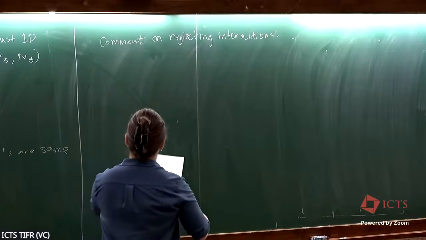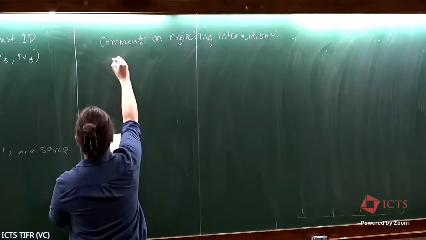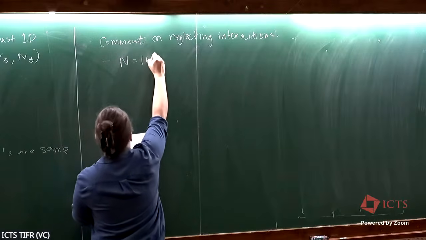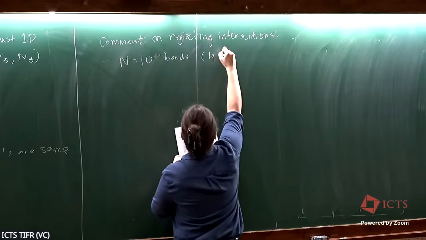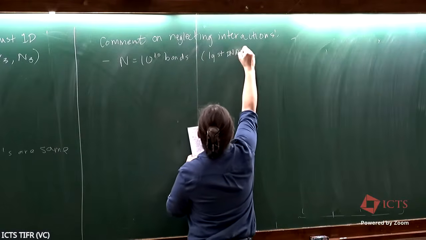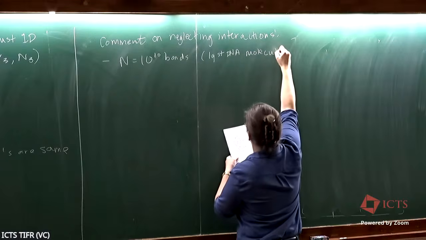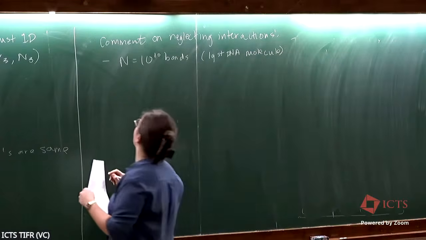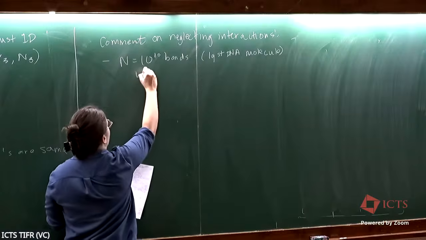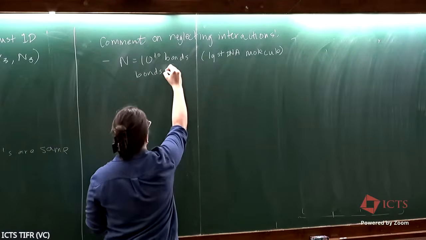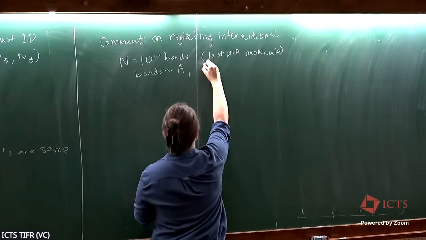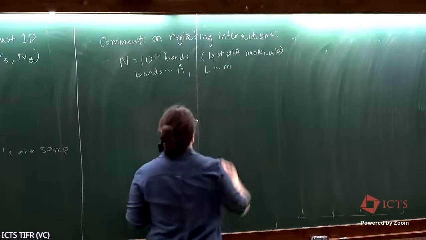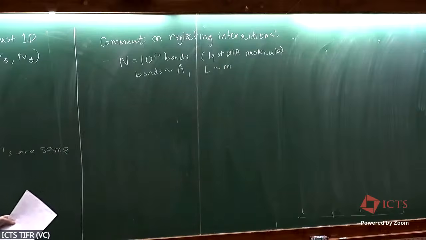So Rubinstein and Colby challenge us to consider a chain of n equals 10 to the 10 bonds. This is one of the largest DNA molecules that you can find. The bonds in this actual polymer are angstrom scale, and so the total contour length would be on the scale of meters. But this is a little hard to visualize, perhaps.